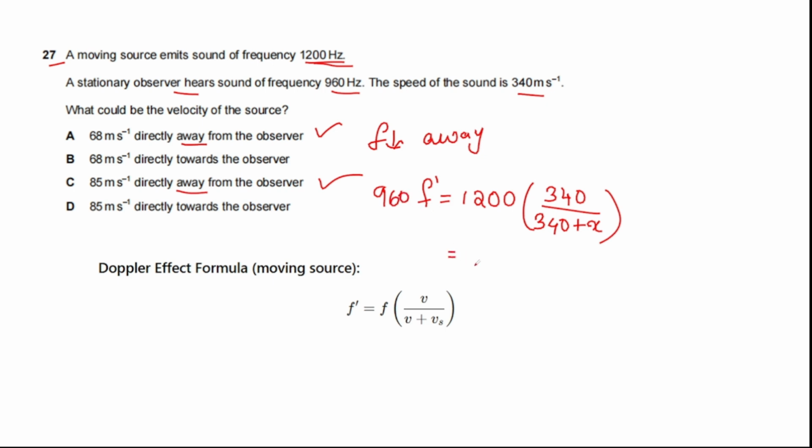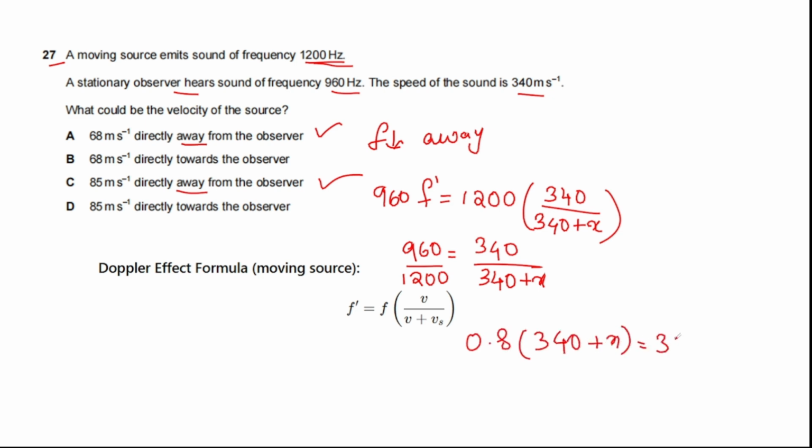960. So after doing the rearrangement, you can do it like this: 960 divided by 1200 equals 340 divided by 340 plus x. And when you cross multiply, you will get 0.8 times (340 plus x) is equal to 340. Again you can divide by 0.8, move the 0.8 to the other side and minus this 340, and that value after calculation will be 85 meters per second. So the correct option is option C.